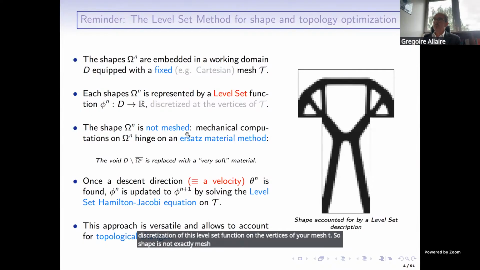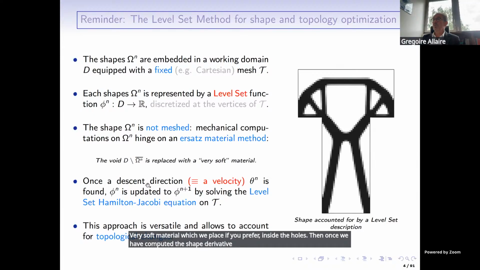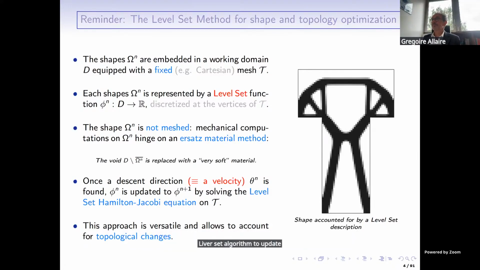And one thing that we maybe forgot to discuss during the first webinar was that the void or the holes in the domain are represented with an ersatz material, so a very soft material which is placed, if you prefer, inside the holes. Then once we have computed the shape derivative, from this we deduce a descent direction, a velocity theta n, which is used in a level set algorithm to update the level set function. Good.